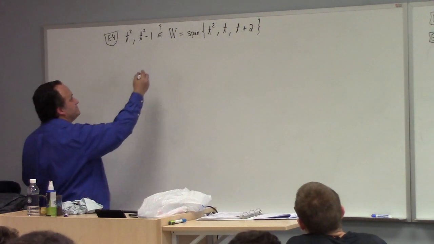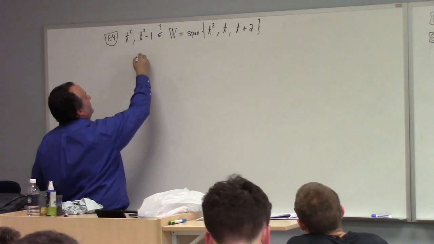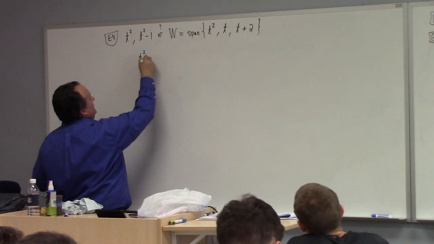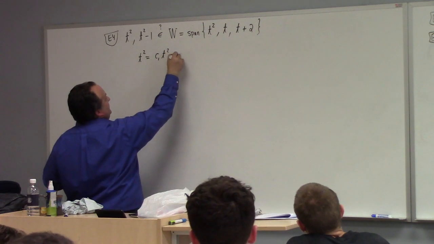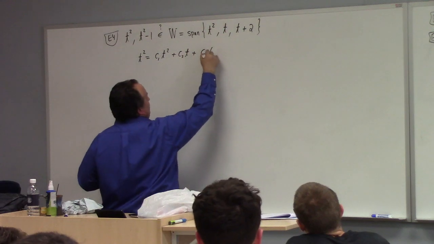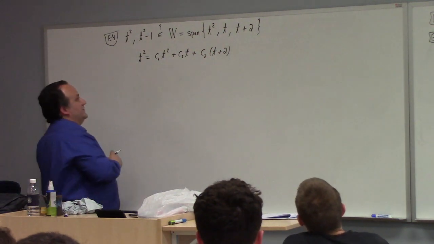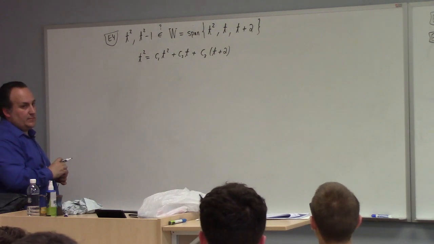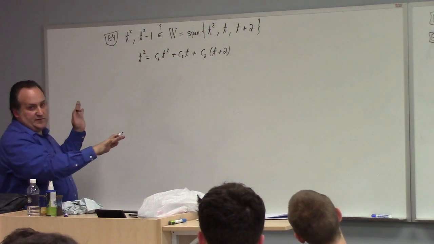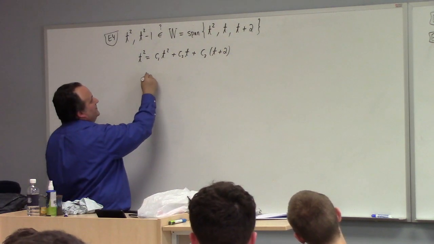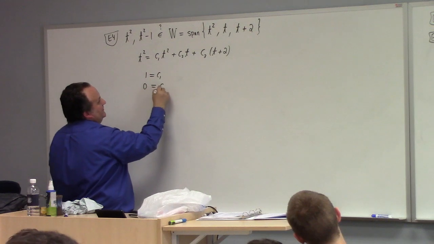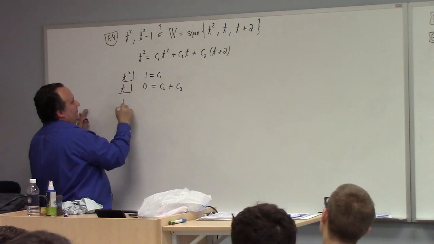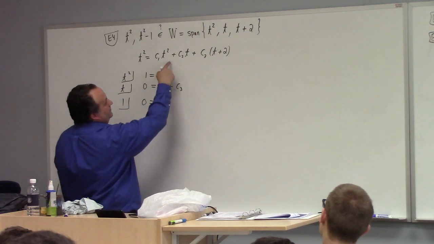So the question then is, can we write t squared as some constant times t squared plus some other constant times t plus some third constant times t plus 2? Can we actually solve those? Yeah, I think so. So we can equate coefficients. We have 1 equals c1. We have 0 equals c2 plus c3. This is from t squared, this is from t, and then, of course, the constants, so we get 0 equals 2c3.